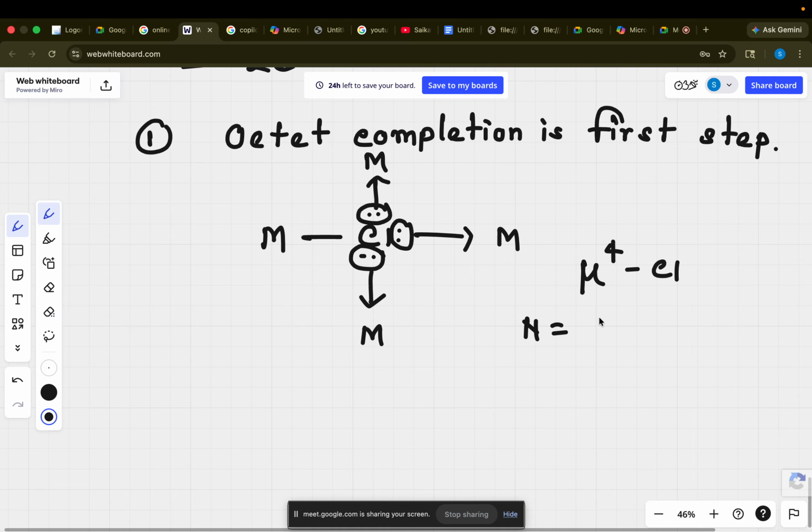How many electrons does chlorine have as a ligand center? 7, right? 2, 4, 6, and here you have 1. So 7 electrons. If I consider the ionic method, then it will be 8 electrons.